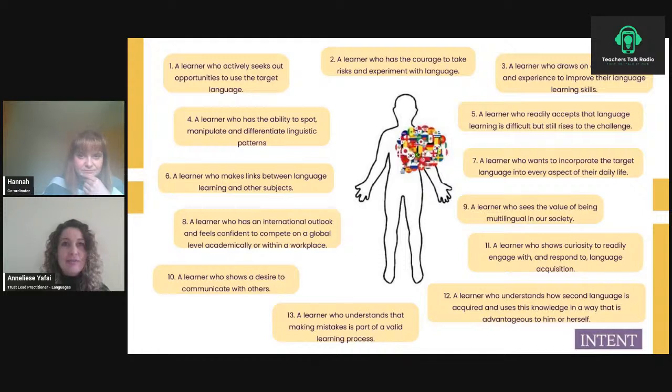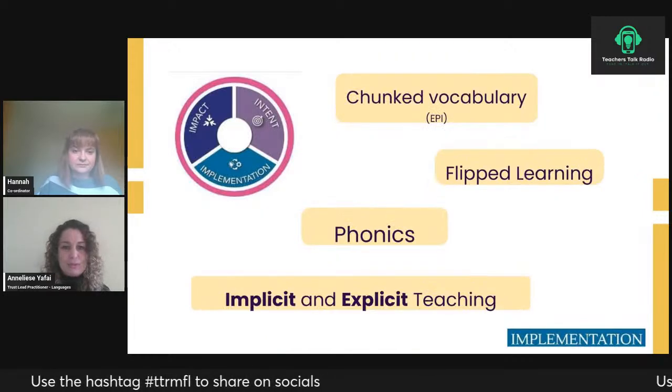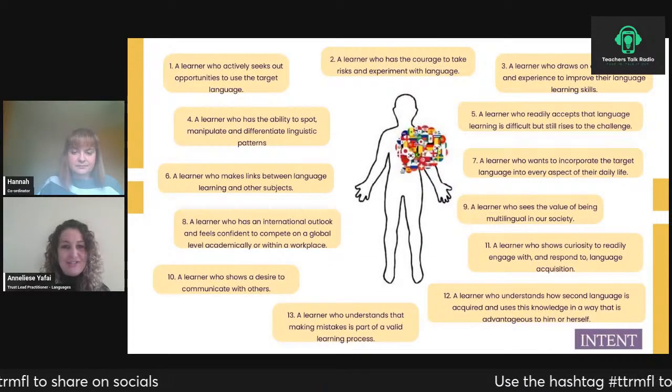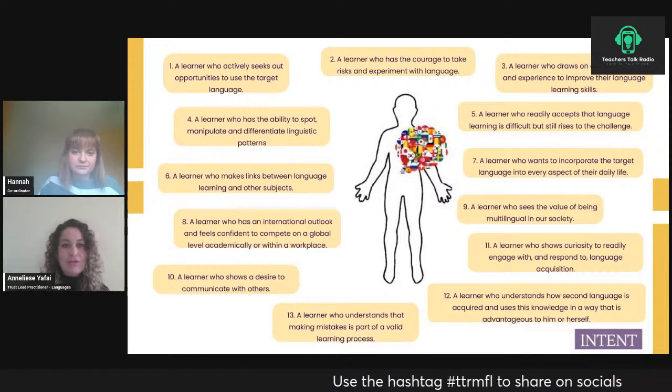And I think it's, for me, about that character. What character are you going to build within a young person within that language? I've picked out things like being able to manipulate and differentiate linguistic patterns. Now, you can see that's come through in the programme of study, but I think that's really important no matter what key stage we're talking about. Obviously, the complexity will change, but I think that's a really important concept. Number 9, a learner who sees the value of being multilingual in our society. I think that's vital for any young learner that we're working with, to see those things. So I think it's really important to start with the intention first of all. What do we want from our young learners before we start to go through the implementation?